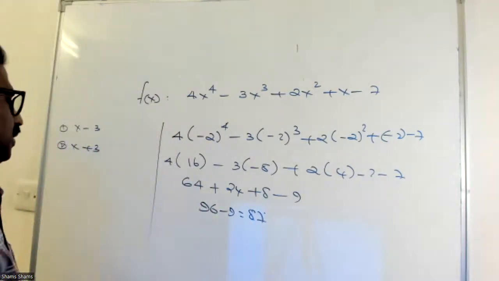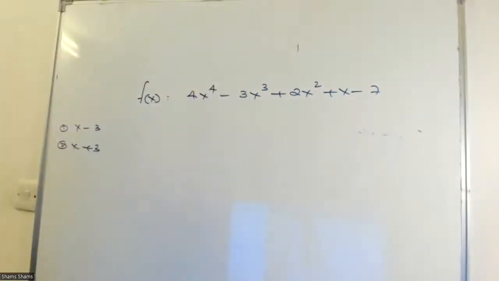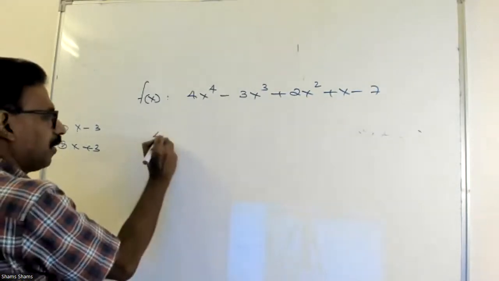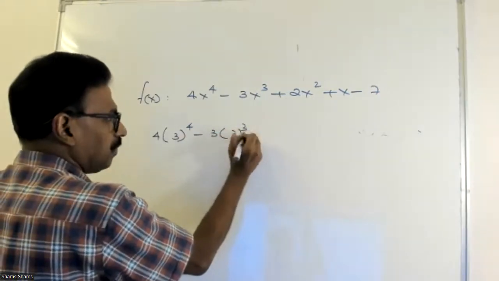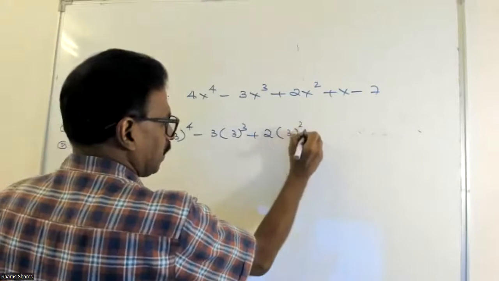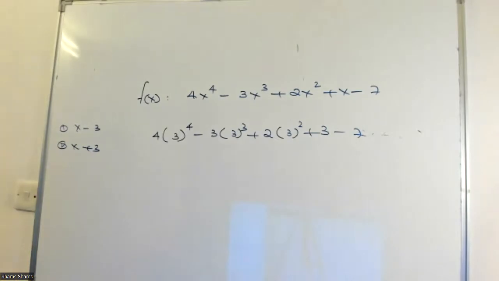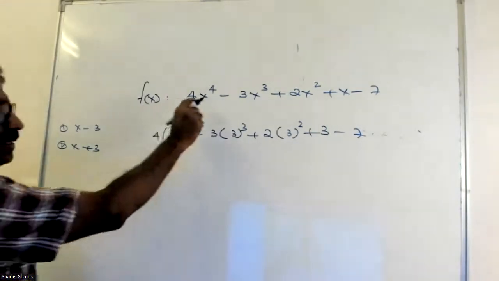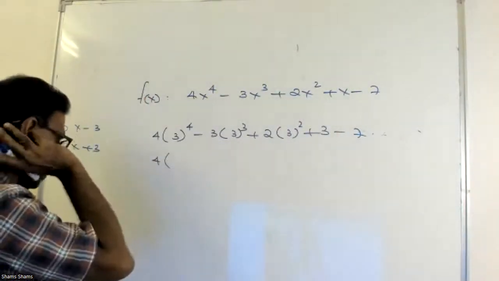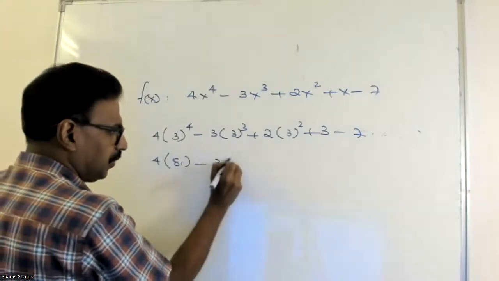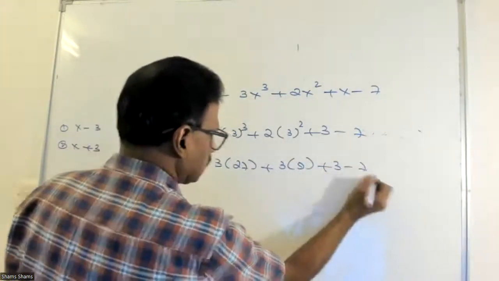Now look at here then. Don't do any work now, you check your answer only. First one: 4 into 3 raised to 4, 3 into 3 cube, 2 into 3 square, plus 3 minus 7. I hope this step is clear to everyone. You just substitute x equal to 3. Wherever is x, 3, 3, 3, 3. 4 into 3 raised to 4 means how much? 81. 3 into 27, plus 3 into 9 plus 3 minus 7.